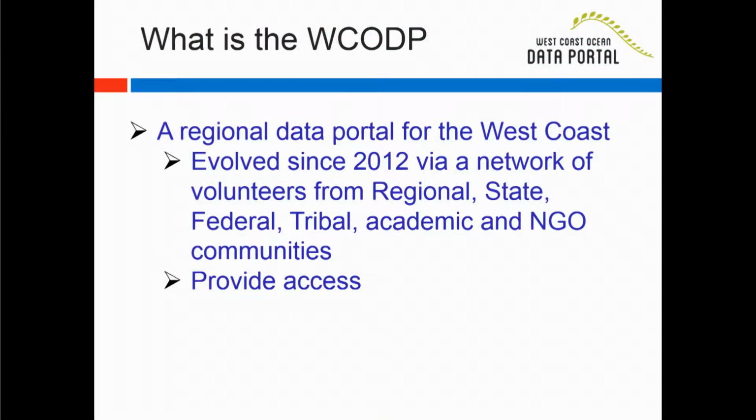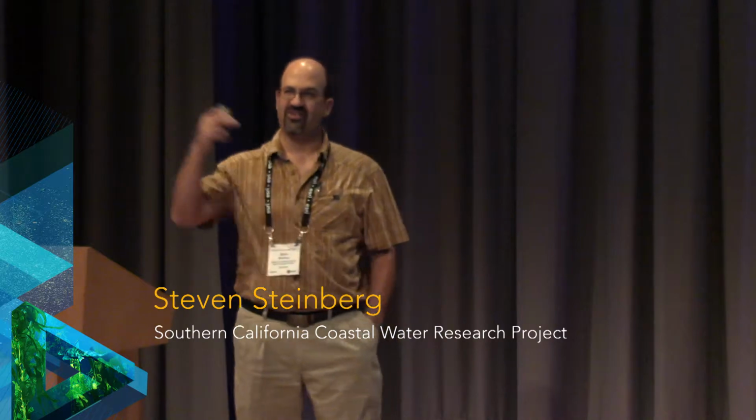So the WCODP refers to the West Coast Ocean Data Portal. And this is a regional data portal, regional in the sense that it is the entire west coast of the US. It's Washington, Oregon, and California. So I don't know if that's really regional in the sense of folks who are coming from the East Coast.